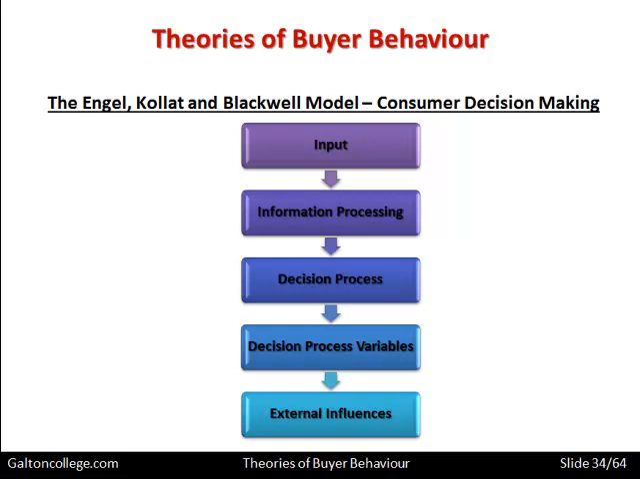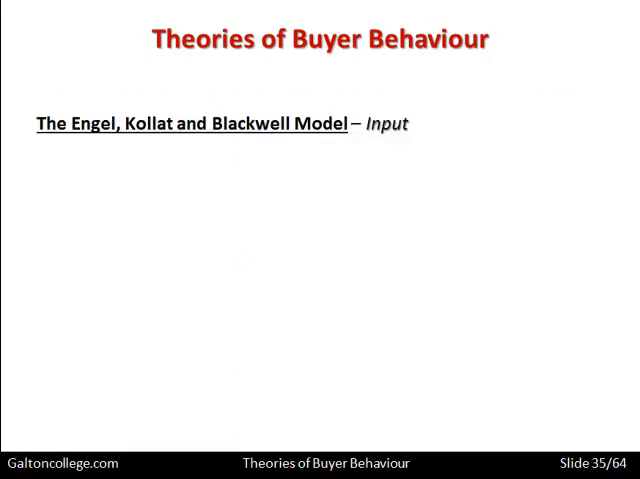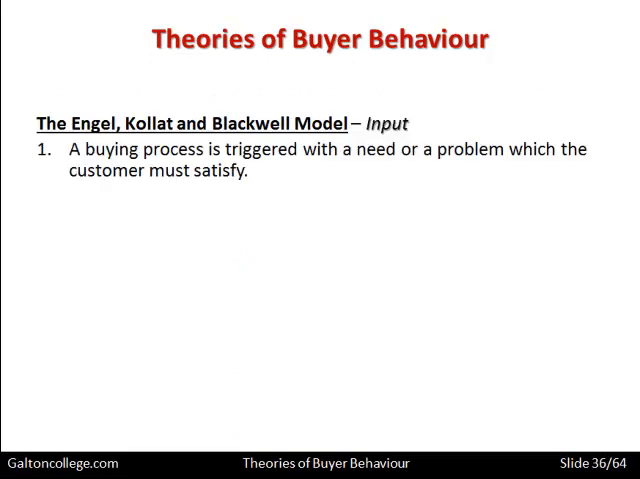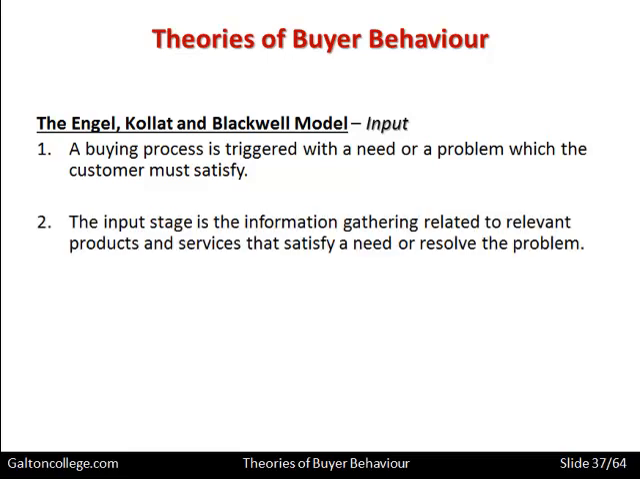So let's look at these. There are 5 of them. Let's look at these in turn, and that will bring us to the end of this video. We'll start with input. Now, a buying process is triggered with a need or a problem which the customer must satisfy. So the buying process starts with a need, and the customer must recognize the need. They must know what the need is, and they must have an idea of how to satisfy it. So that's the starting point in the process.